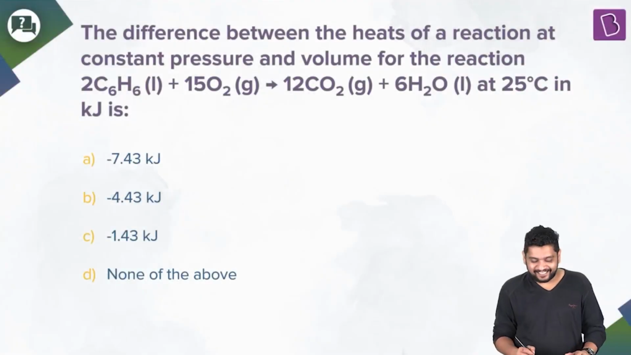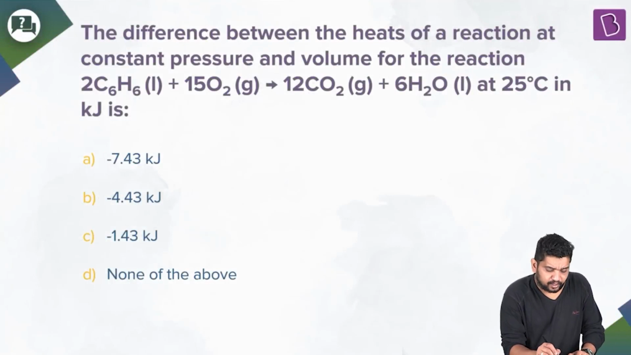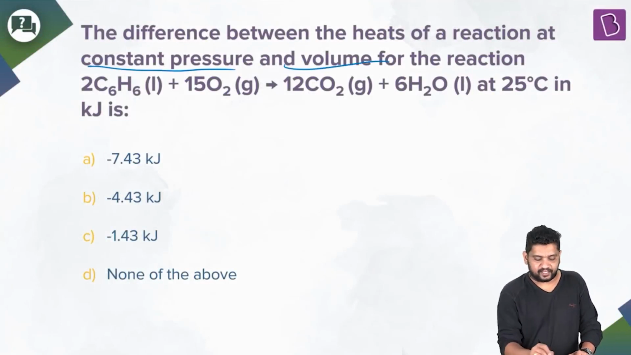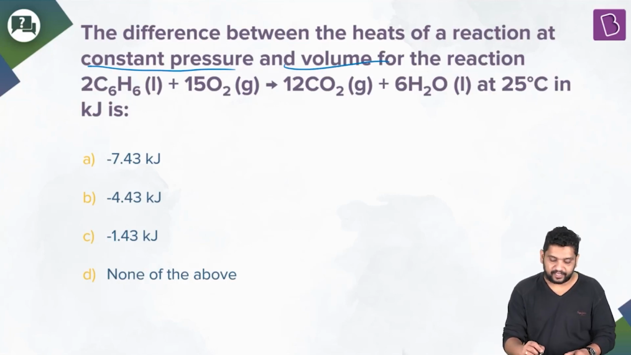Direct question here based on a formula, right? The difference between the heats of a reaction at constant pressure and constant volume for the given reaction at 25 degrees C, in kilojoule, is... So what exactly is being spoken about here? The heat of reaction under constant pressure is basically our delta H. Delta H is the same as QP.